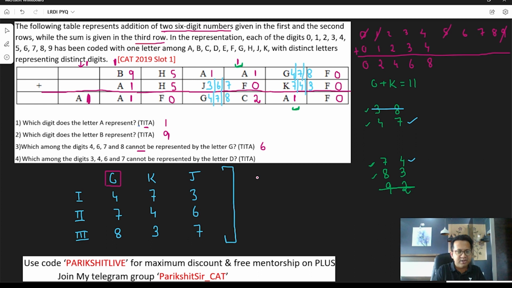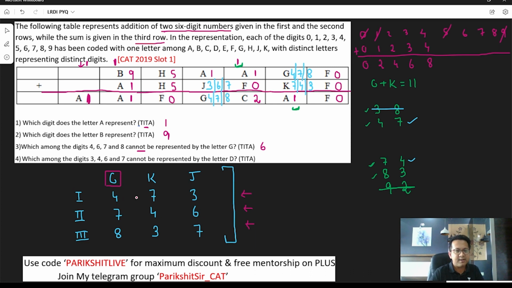Next, which among the digits 3, 4, 6, and 7 cannot be represented by the letter D? Okay, now think about it. Letter D. D is not even in our question, right? D is not even there in the table. But they are asking which among the digits cannot be represented by the letter D. Correct? Now think about it. Look at the digit 7 closely in our scenarios at the bottom. Can you see? In each of the scenarios, 7 is mapped to something. And that's the only digit which is mapped in each of the 3 scenarios.